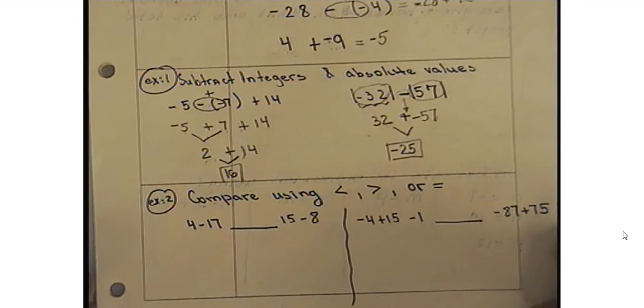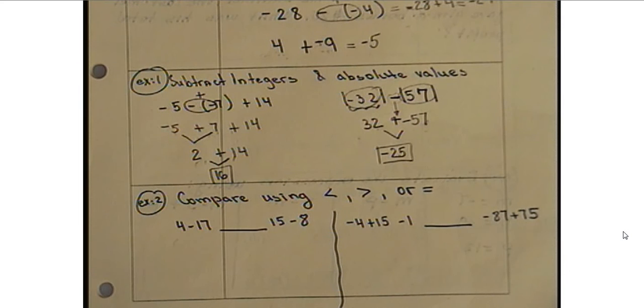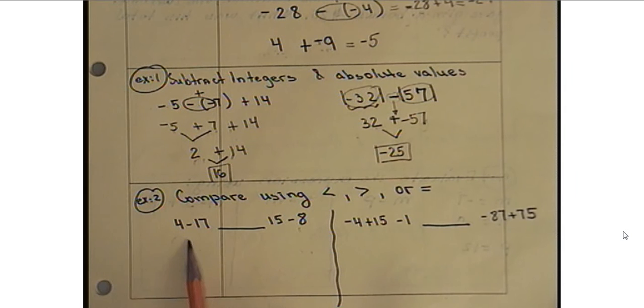So my next example is, I have given problems on the left and right side, and once I solve those problems, then I will be able to compare the answers. Which one, left or right side, is larger, is it greater than, less than, or equal to each other? So how do we do that?